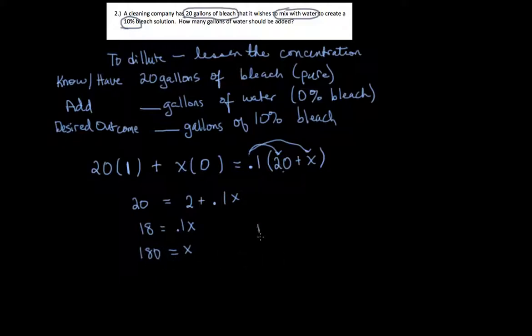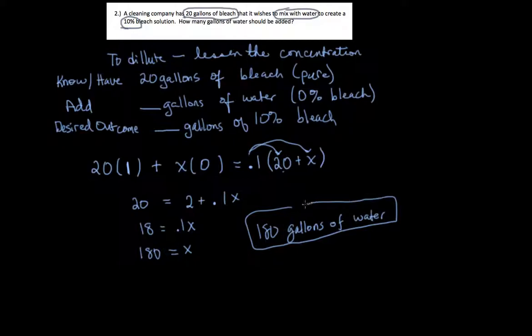So we write our final solution: we're going to need to add 180 gallons of water to be able to dilute all of that pure bleach down to a cleaning mixture that is 10% bleach.